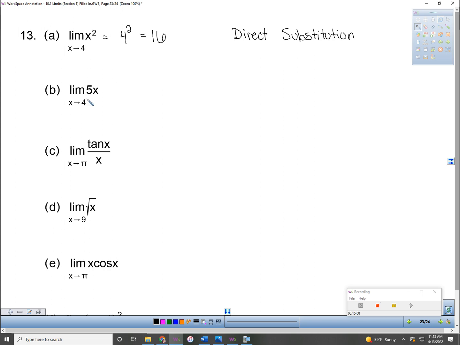All right, so I see here that I have 5 times my function. So all I have to do is take 5 times the limit of x as x approaches 4. In other words, all I'm doing is plugging in here. So the limit would be 5 times 4, which is 20. That would just be multiplying by a scalar multiple.